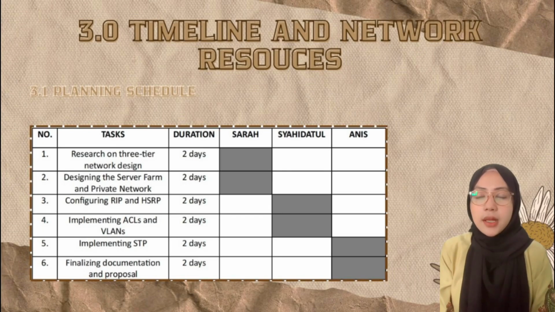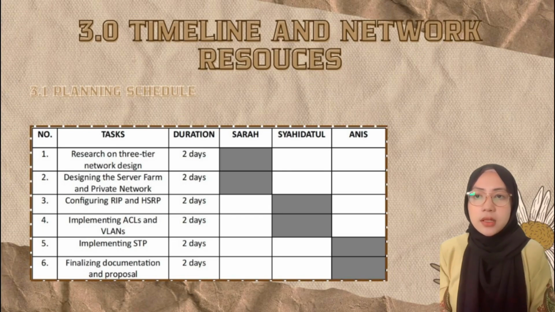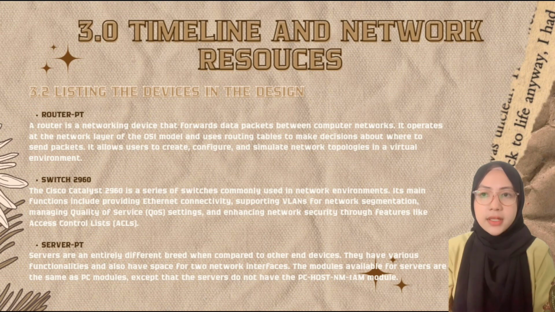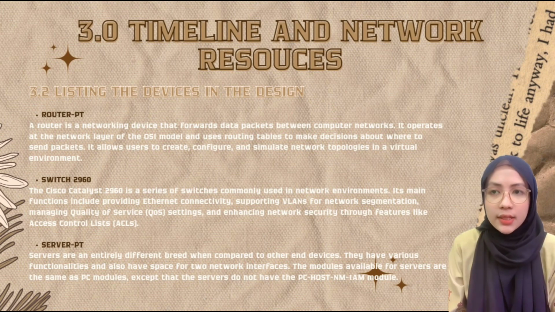Number 3, timeline and network resources. 3.1, this is our planning schedule to complete our PBT. We have the task, duration and length for each group member. 3.2, listing the devices used in the design. Router PT. A router is a networking device that forwards data packets between computer networks.